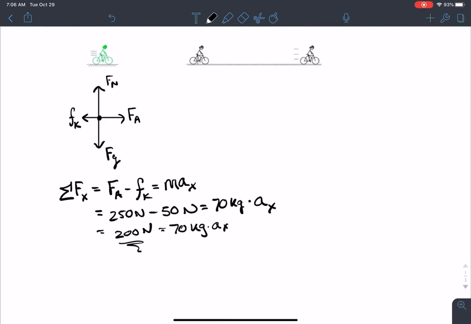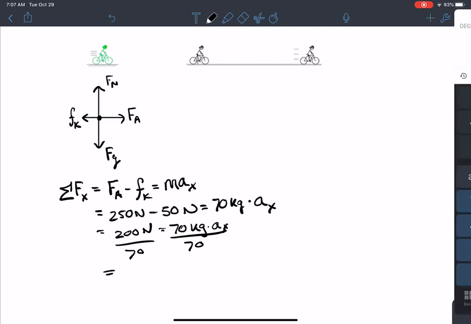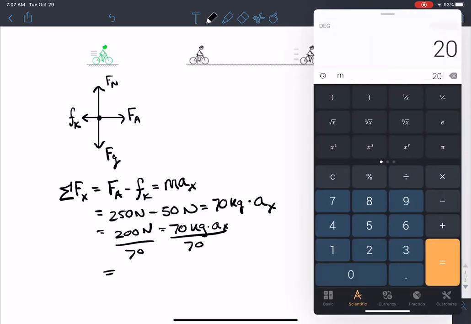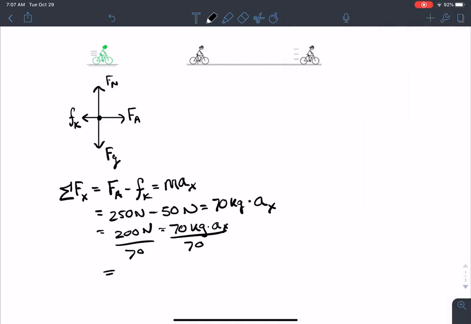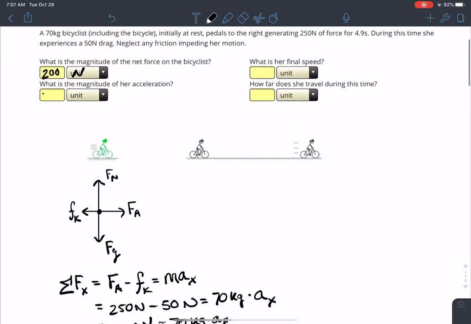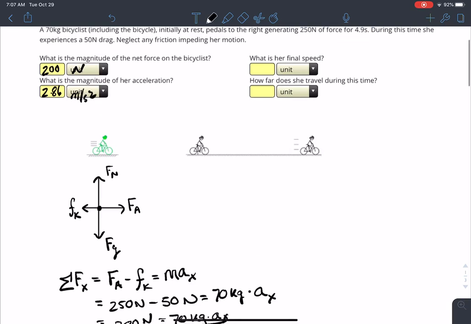We're just going to solve for a here. I'll divide by 70. Divide this by 70. We get 200 divided by 70 equals 2.86. So 2.86 meters per second squared is equal to the acceleration in the x direction. We're going to put that up here, 2.86 meters per second squared.